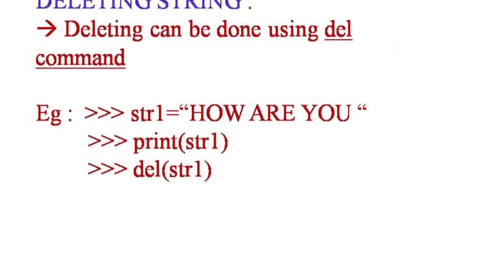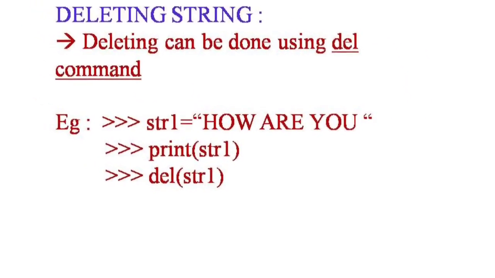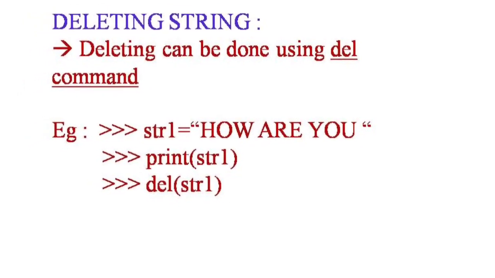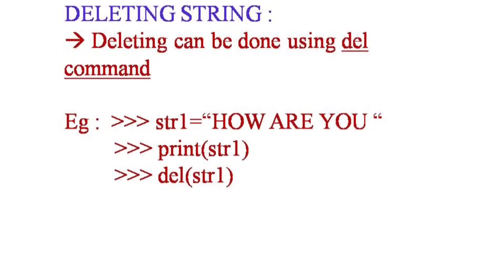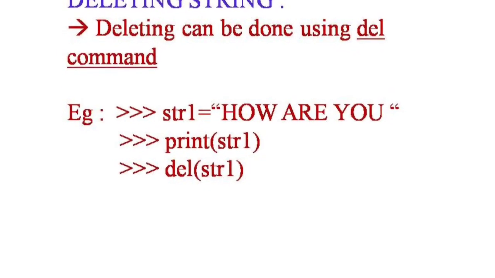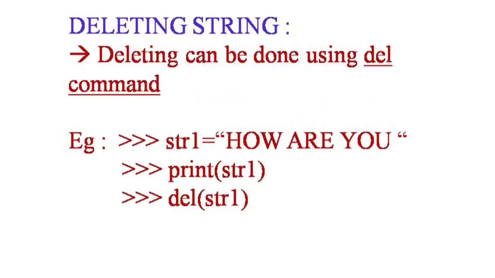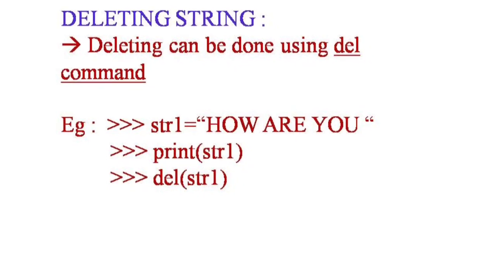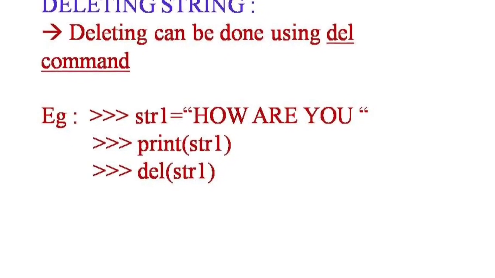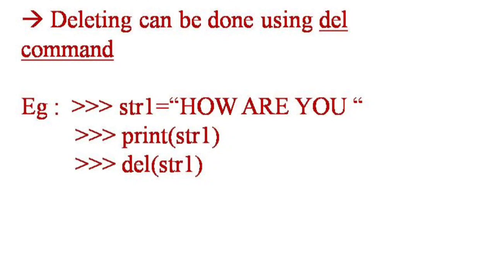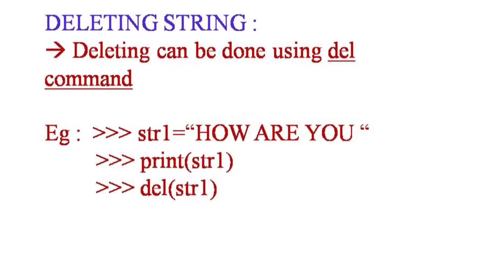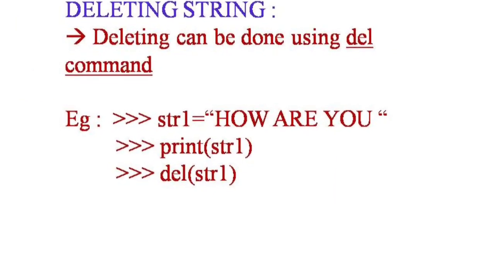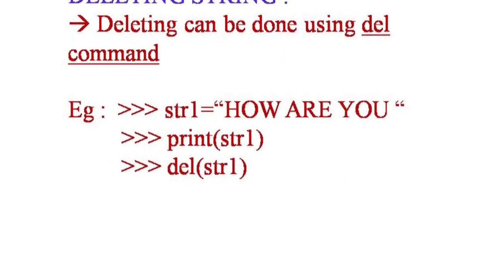Next one we have is deleting a string. Similar to modification, Python will not allow deleting a particular character in a string, but you can remove the entire string variable using the del command. Now in this example, the string is how are you. Print str1 will print the string and del str1 will remove the entire string.